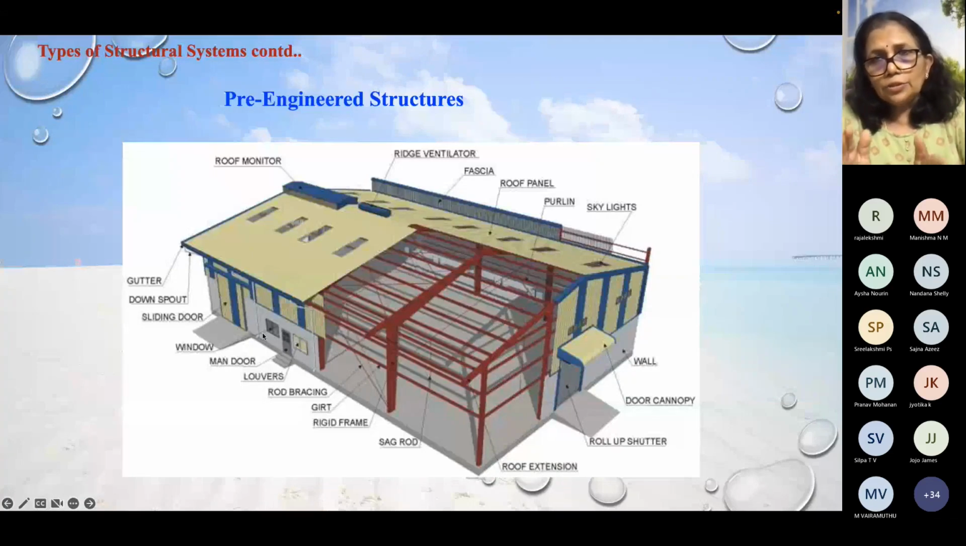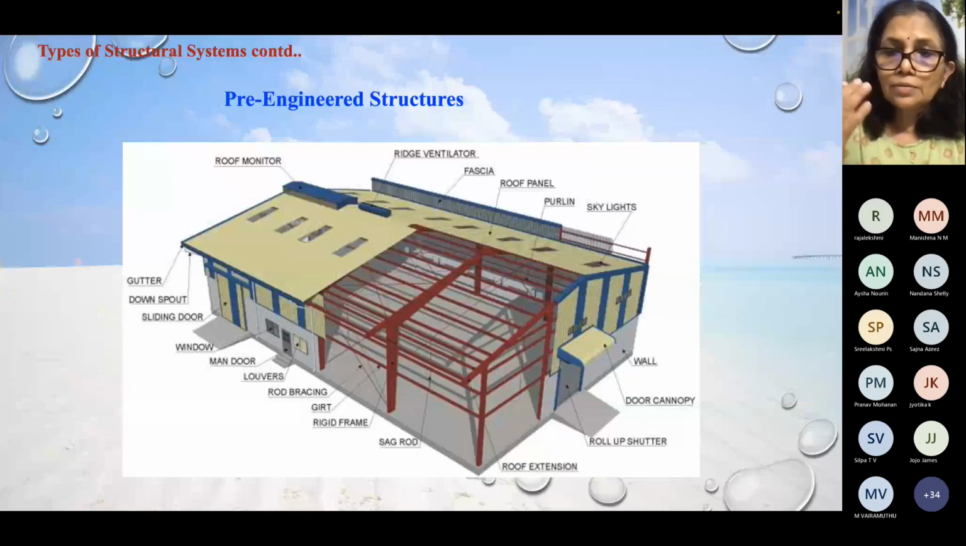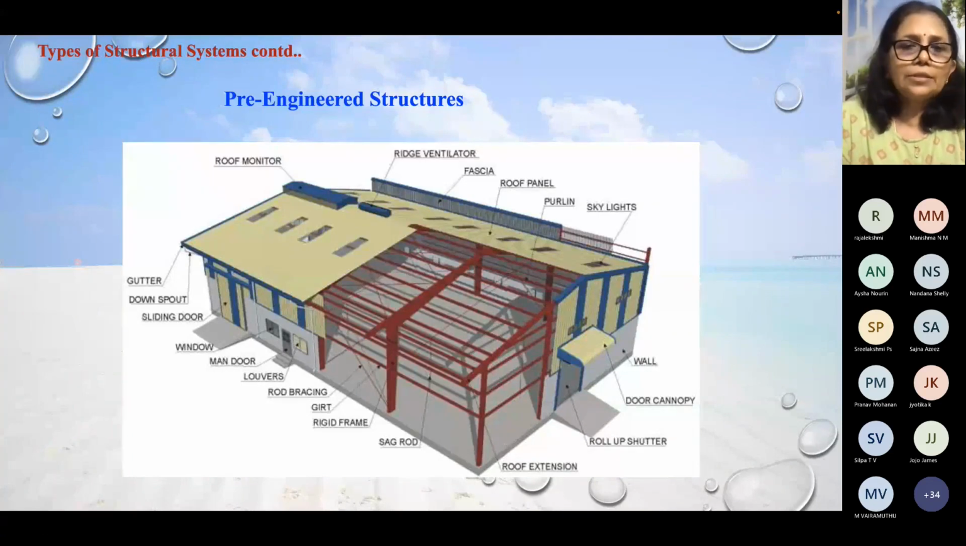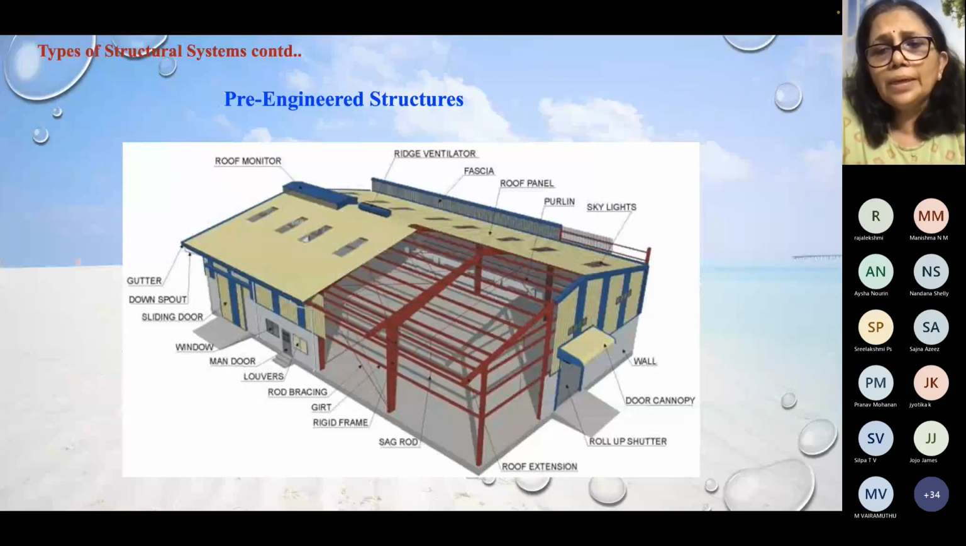So these are all cut into standard sizes. The only disadvantage is you cannot have any dimension you want for the buildings. They all will be standard size. Walls will be cut with openings for doors, windows, and ventilators. So it will be cut in the shop only, and then it will be transported and then assembled. Within 2 to 3 days, the whole building will be ready for the use for which it is constructed.